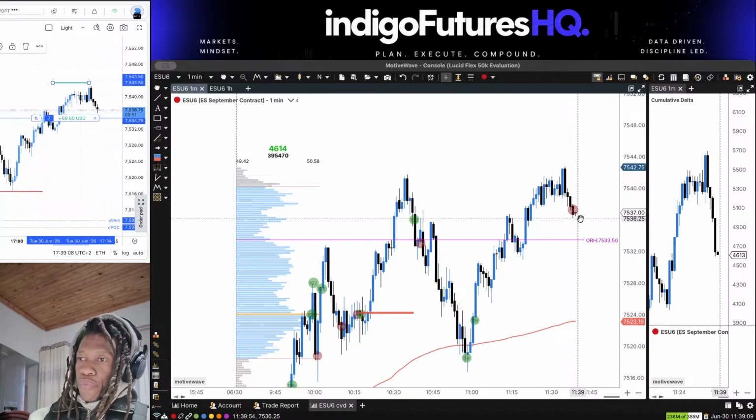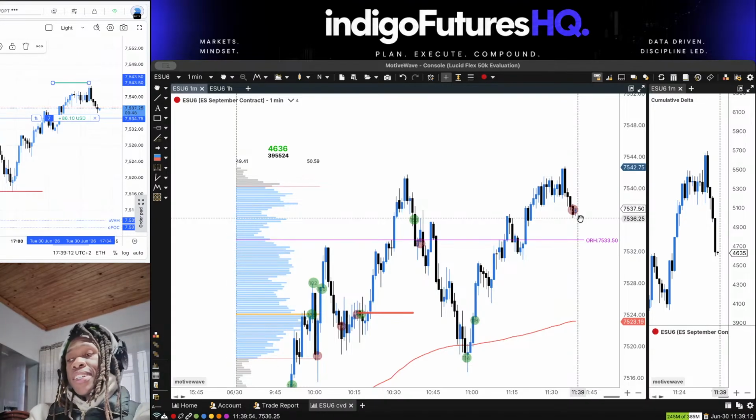This is a really long trade. It's kind of turned into an intraday swing trade, which is not my intent. This is not my intent at the beginning of the session.